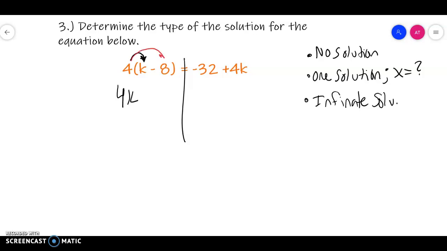Then I'm going to multiply this 4 times this negative 8. A negative times a positive is a negative, since they're opposite signs. 4 times 8 is 32. Now I didn't do anything to this side, so I'm just going to bring it straight down.